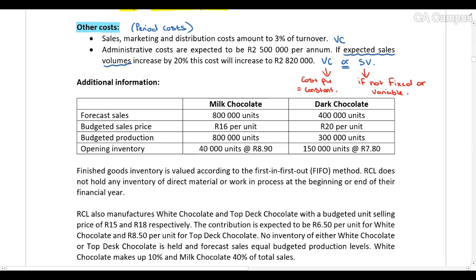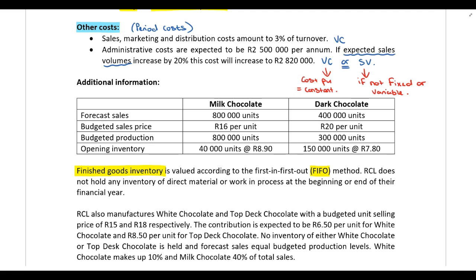We are then told that finished goods inventory is valued according to the first in, first out method, and RCL does not hold any inventory of direct material or work in process at the beginning or end of their financial year. Okay, so I've had a few questions on this, so please note, guys, inventory consists of three different categories.